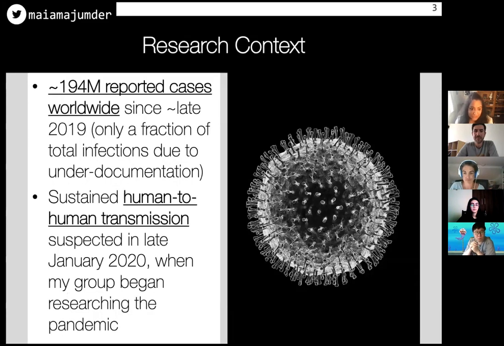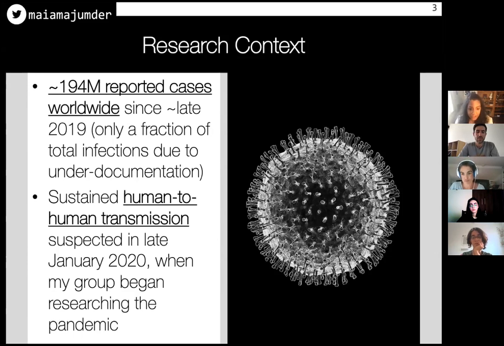Now let's get started. As many of us on the line are aware, there have been nearly 200 million cases of COVID-19 reported worldwide since late 2019, caused by the novel coronavirus SARS-CoV-2, shown on the right. These cases comprise only a fraction of total infections, though, due to something we like to call underdocumentation. Underdocumentation has many causes, including the fact that many SARS-CoV-2 infections are mild or asymptomatic in nature, as well as insufficient volume of lab testing in the early days of the pandemic, a problem that persists in under-resourced communities, both in the United States and around the world today.